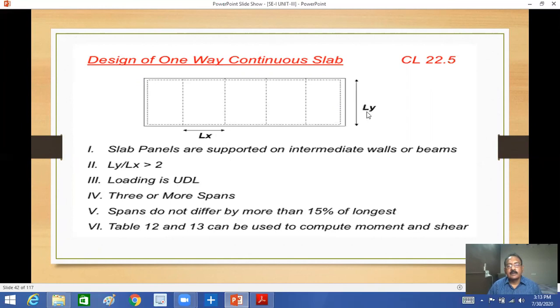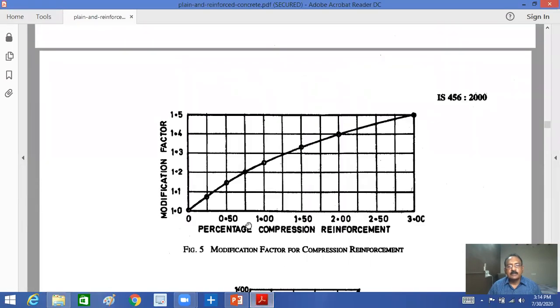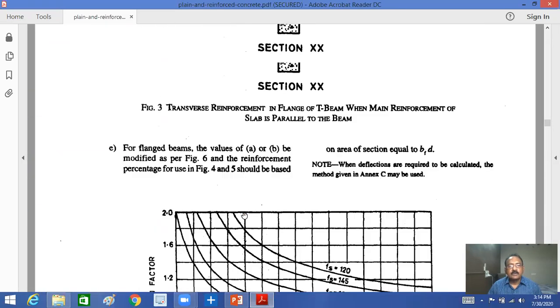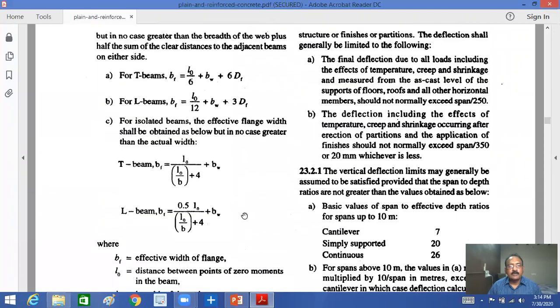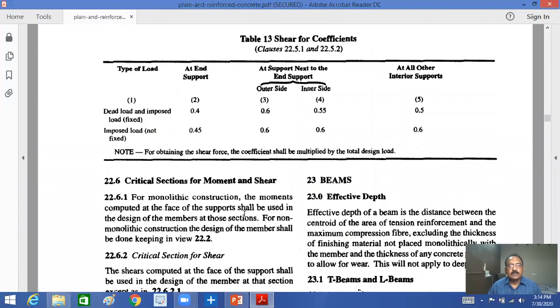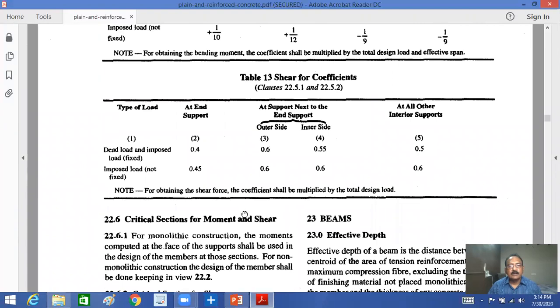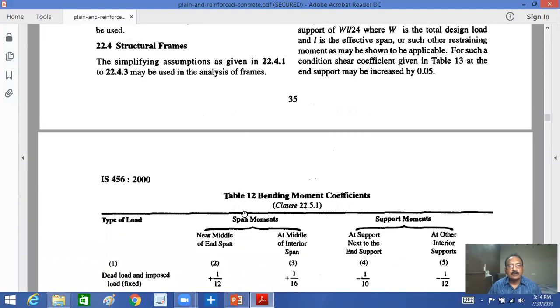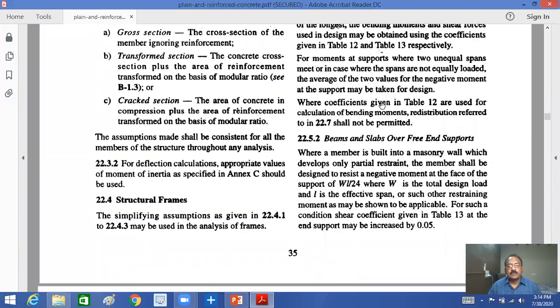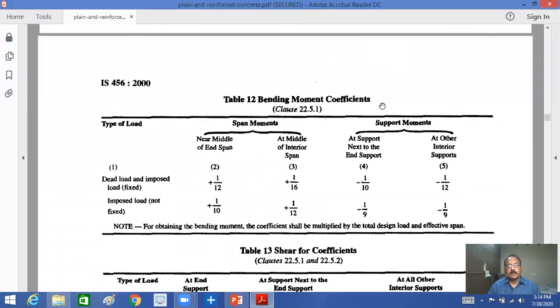Here we'll see clause 22.5. What is that clause? If you see this table, moment and shear coefficients, that is the table.